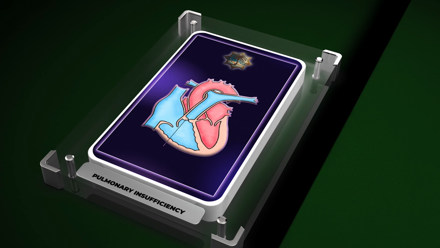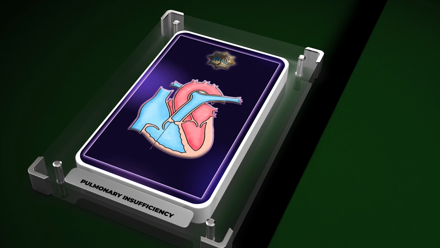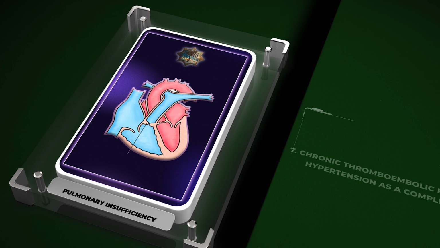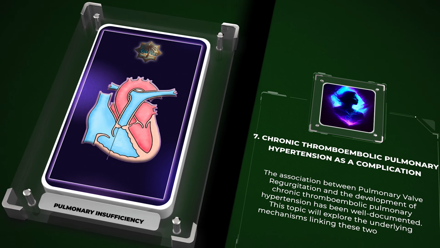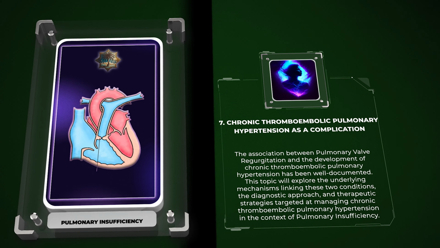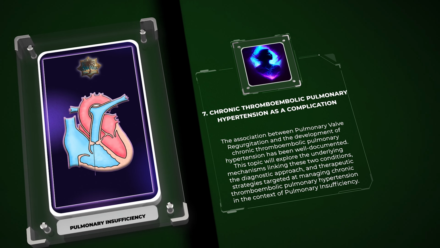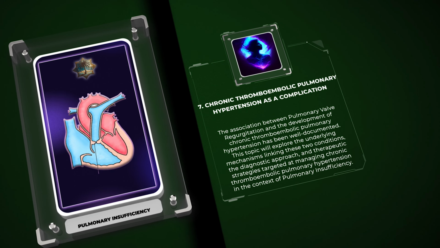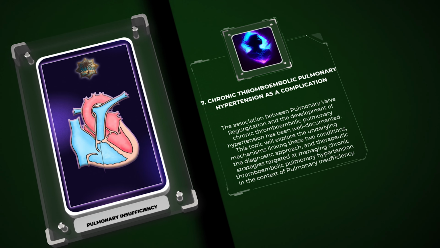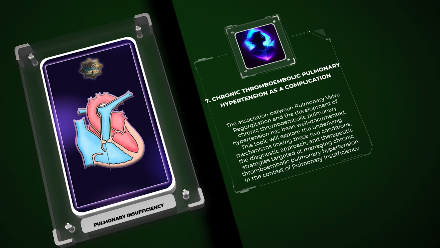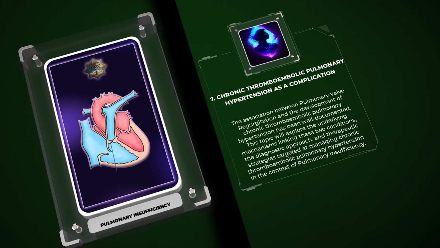The association between pulmonary valve regurgitation and the development of chronic thromboembolic pulmonary hypertension has been well documented. This topic will explore the underlying mechanisms linking these two conditions, the diagnostic approach, and therapeutic strategies targeted at managing chronic thromboembolic pulmonary hypertension in the context of pulmonary insufficiency.